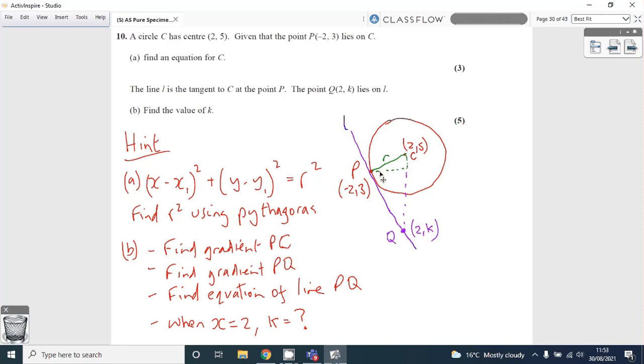And we can just use Pythagoras here to work out what r squared is, okay? Because we can see that our base of the triangle goes from minus 2 to 2, and the height of the triangle goes from 3 to 5.